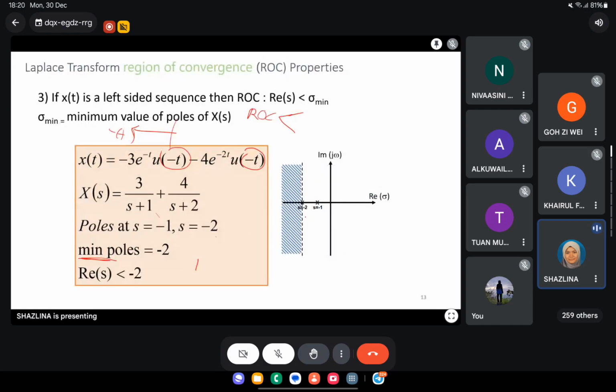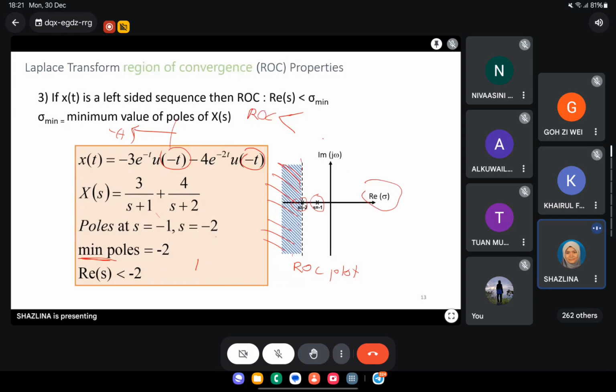For the left-sided case, you plot both the -1 and -2 poles. The ROC is smaller than the minimum pole, -2. So you draw a line at the -2 pole, and this whole area here is the ROC where it is smaller than -2. So this is your ROC plot. Don't forget, even though the ROC does not include -1, you have to plot both poles, or whatever poles are given in the signal.